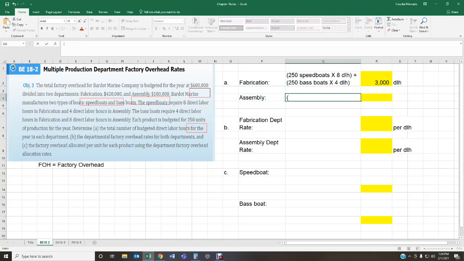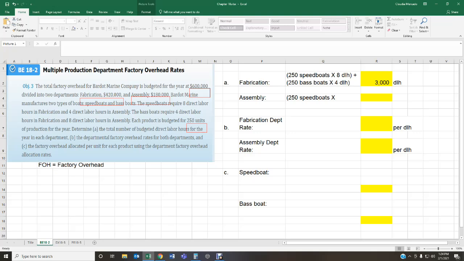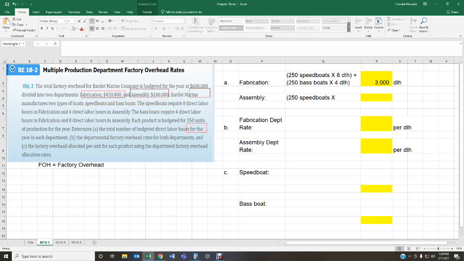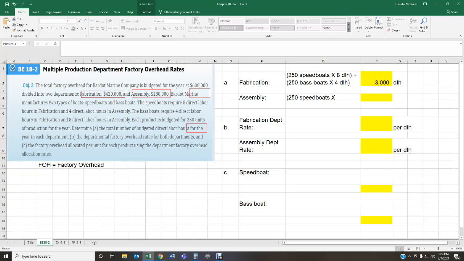Now let's look at the assembly. Once again, we are manufacturing 250 speedboats. And how many hours did the speedboats take? Let's move this over here. How many hours does it take to generate a speedboat under assembly? It says that the speedboat requires 8 direct labor hours in fabrication and 4 direct labor hours in assembly. So we have 4 direct labor hours in assembly, and we're going to multiply by 4 direct labor hours.